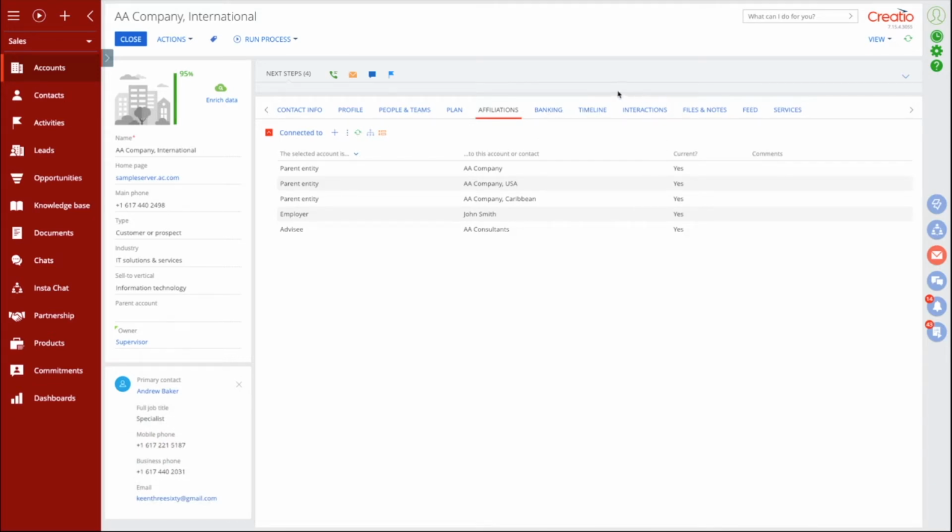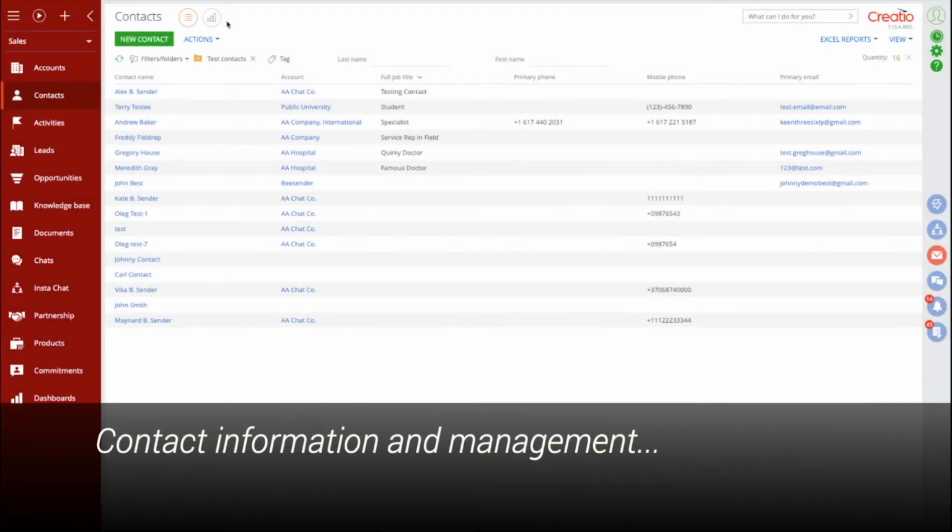We can get the 360-degree view that we would expect in a CRM system for all interactions related to this company. We're not going to dive into that now. Instead, we're going to move on to contacts, people within the system.